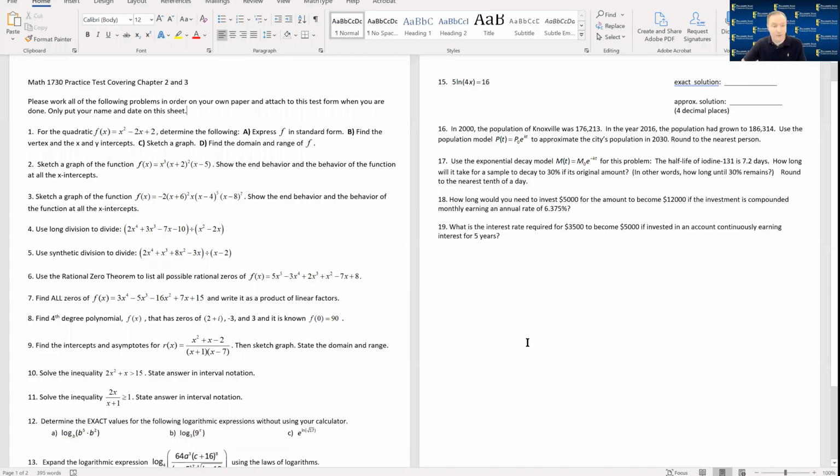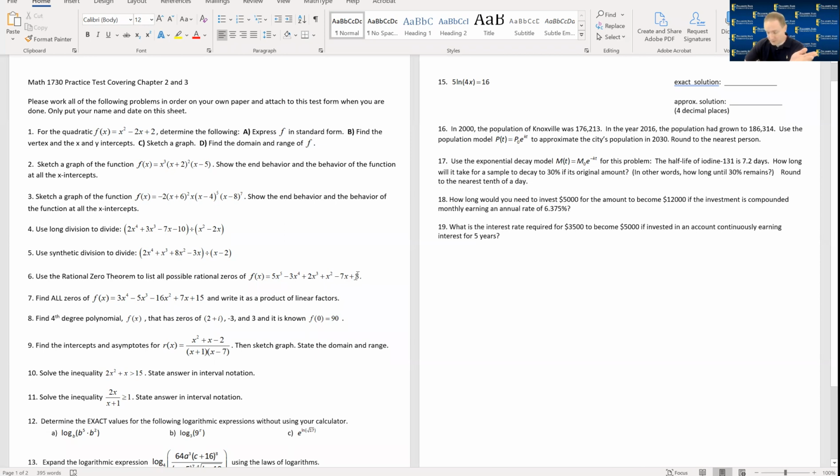where we use the rational zero theorem. It said, use the rational zero theorem to list all possible rational zeros of f of x equals 5x to the fifth minus 3x to the fourth plus 2x cubed plus x squared minus x plus 8.